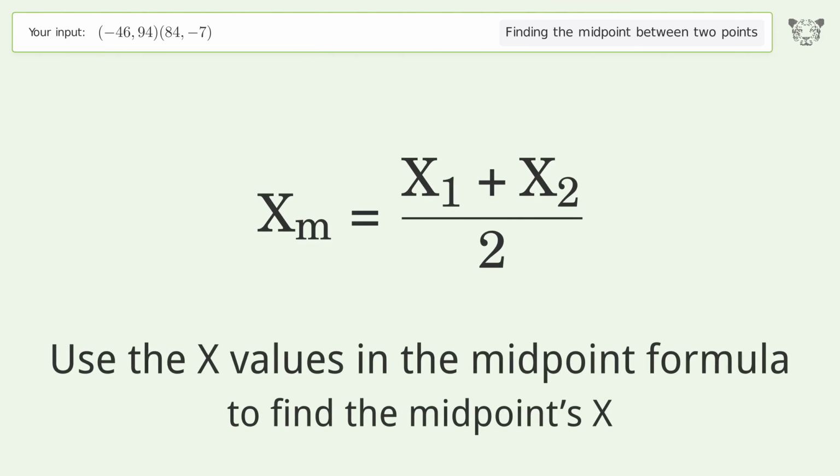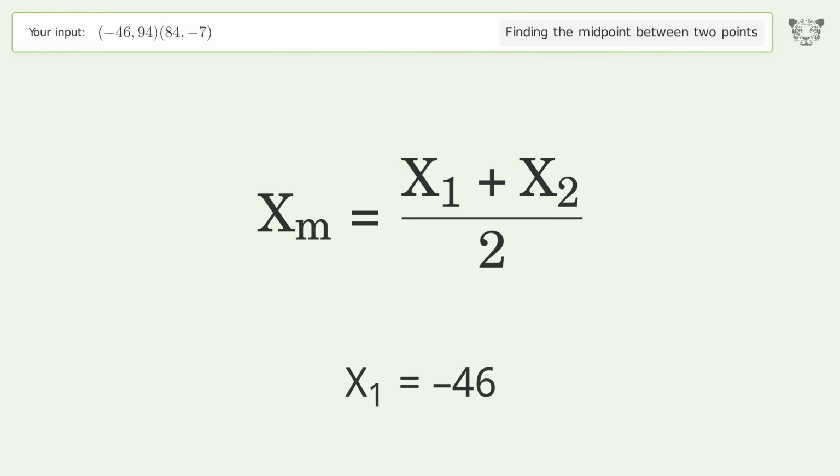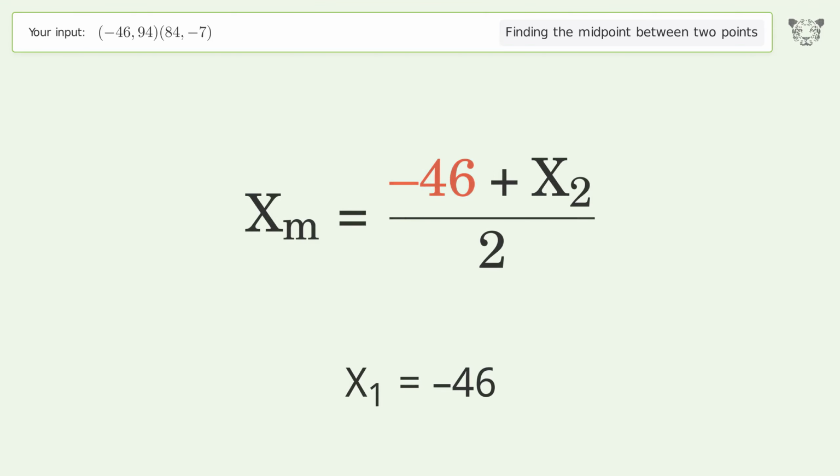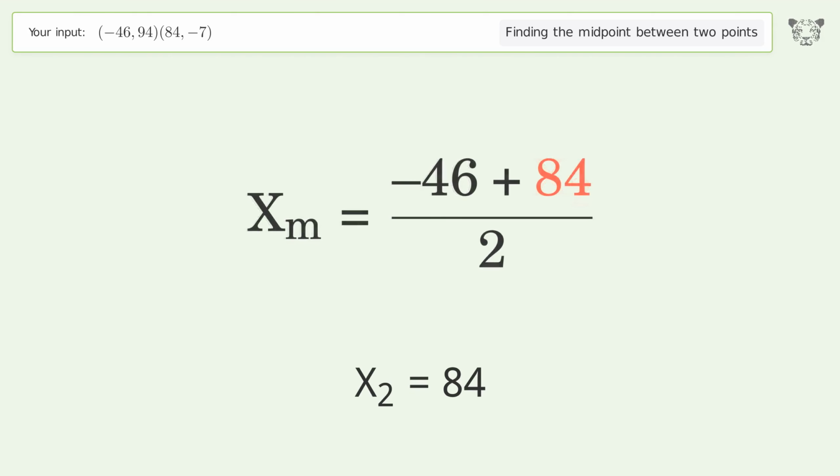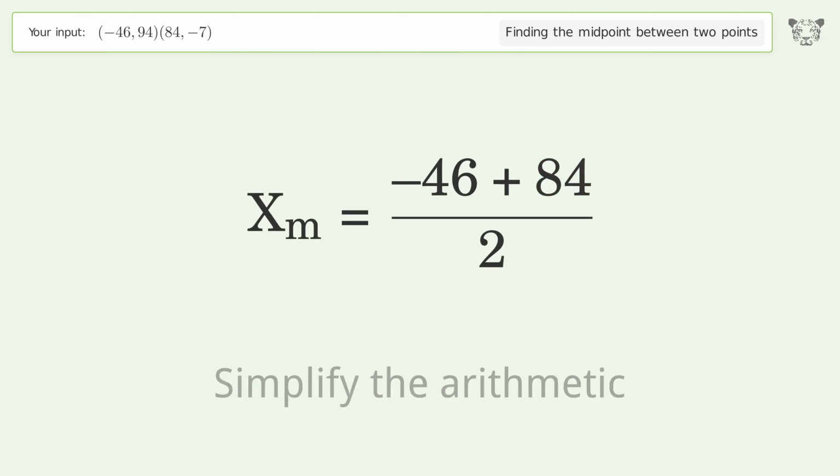Use the x values in the midpoint formula to find the midpoint's x. x1 equals -46. x2 equals 84. Simplify the arithmetic.